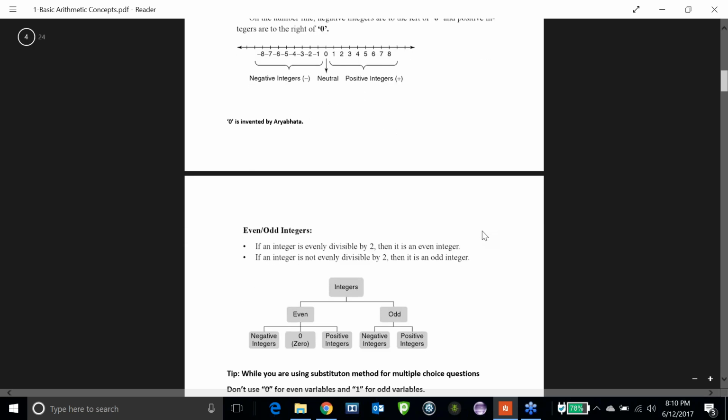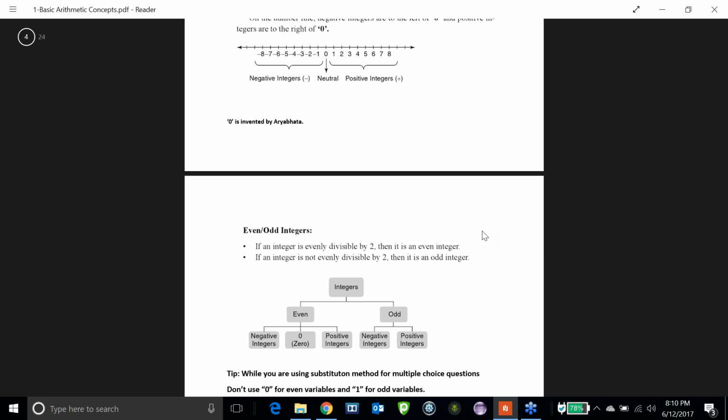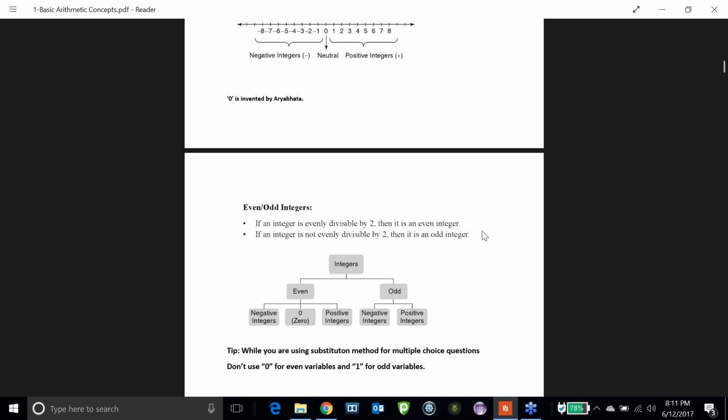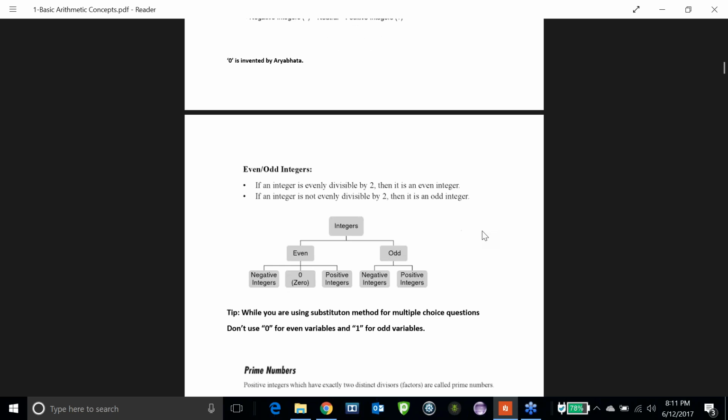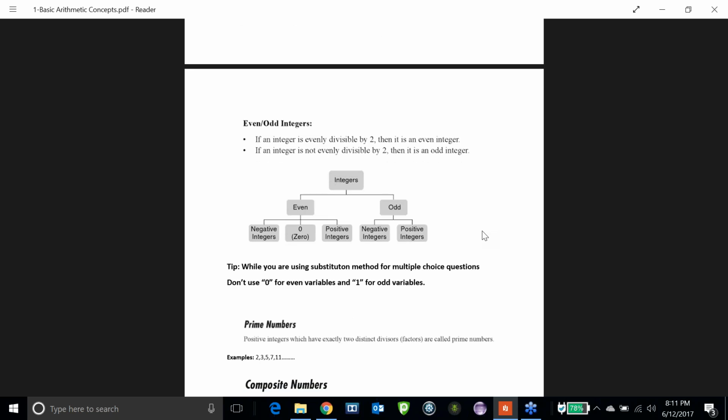As I said, what are even and odd integers? If an integer is evenly divisible by 2, then it is called an even integer. In the same way, you can just go through the slide later. Now coming to prime numbers. Before getting into prime numbers, first you need to know what factors are.